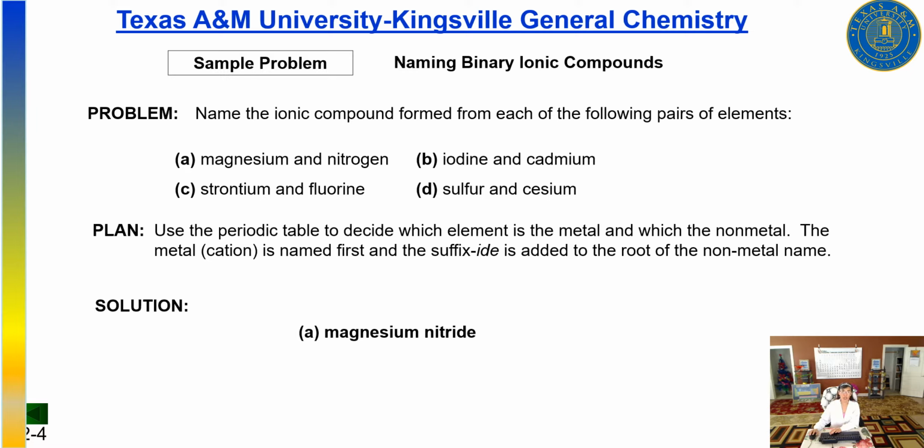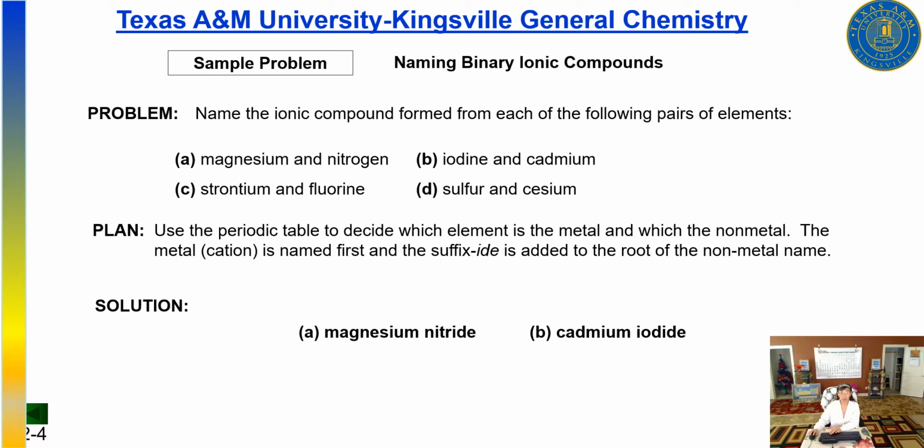Also, I have a take-home message for everybody. What's the accurate chemical formula for magnesium nitride? Pair B, you have iodine and cadmium. Cadmium is a metal, iodine is a non-metal. Iodine, you change it to iodide. Yes, the name will be cadmium iodide.